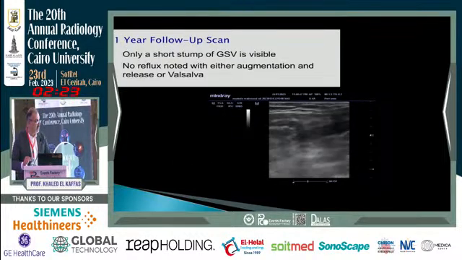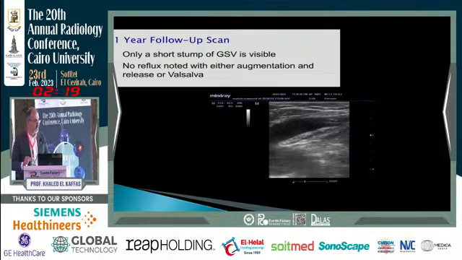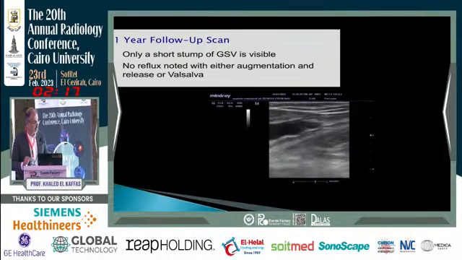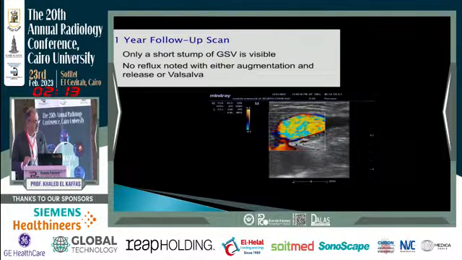Long-term follow-up, you can see here the sparing saphenous junction, total fibrosis and disappearance of the saphenous vein in the fascia. And while performing color duplex ultrasound, no reflux is noted.